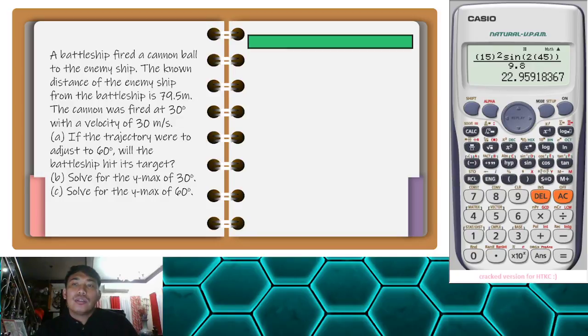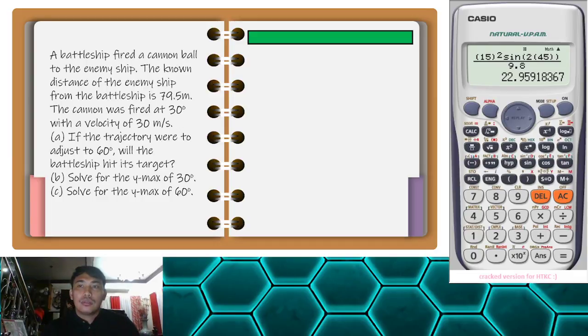Let's try to solve this one. Guys, please try to solve this one. This is nothing new. It is just the same as the previous lesson, the previous example. Please try to solve this one.